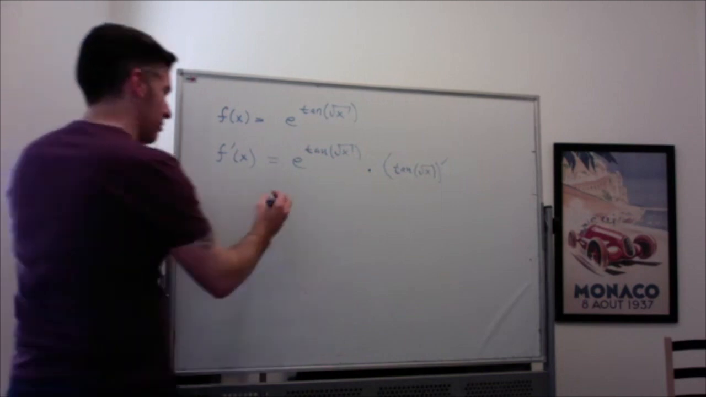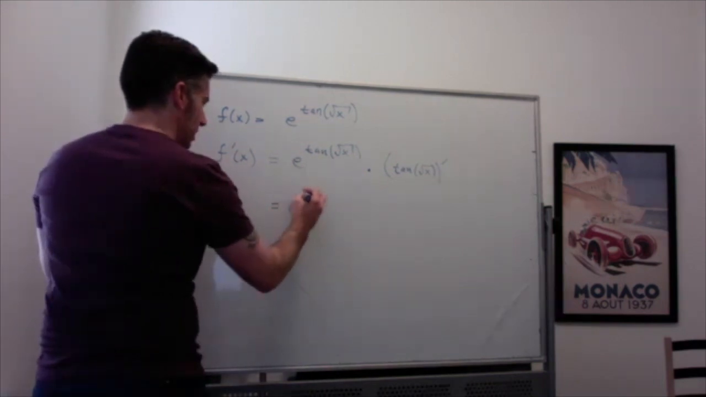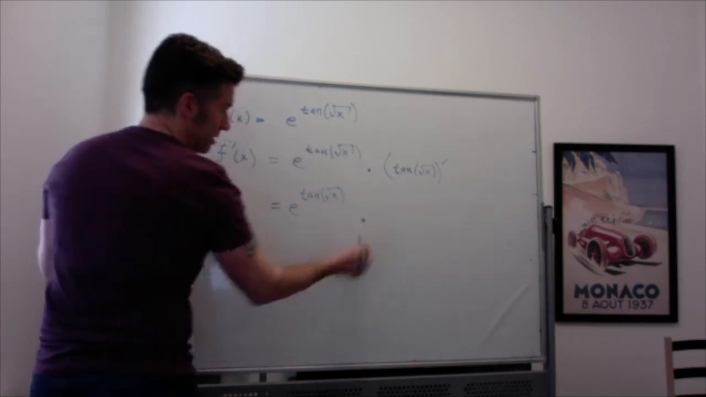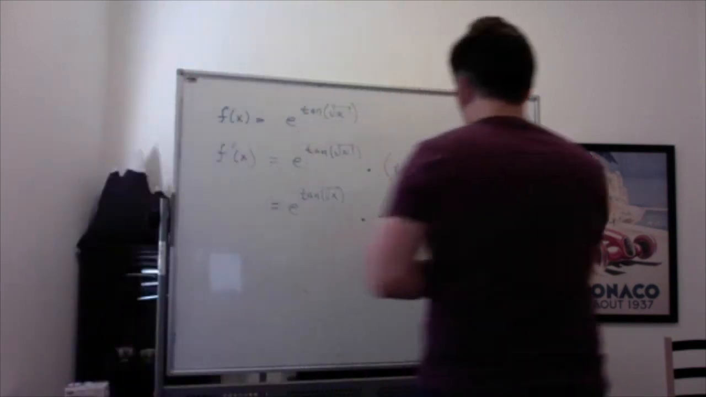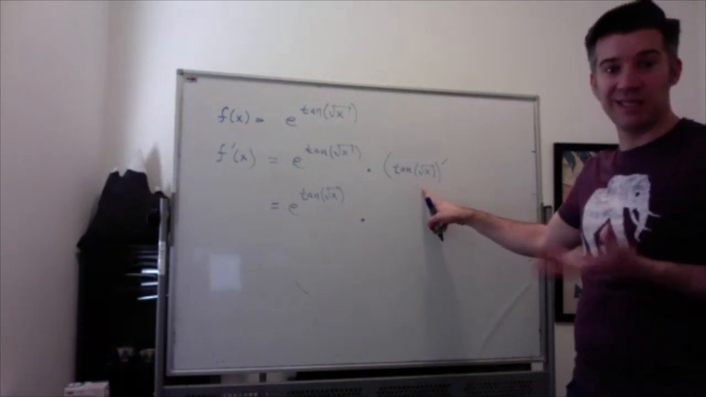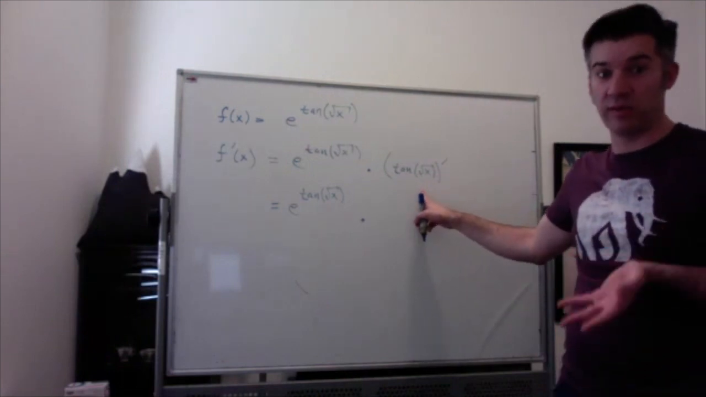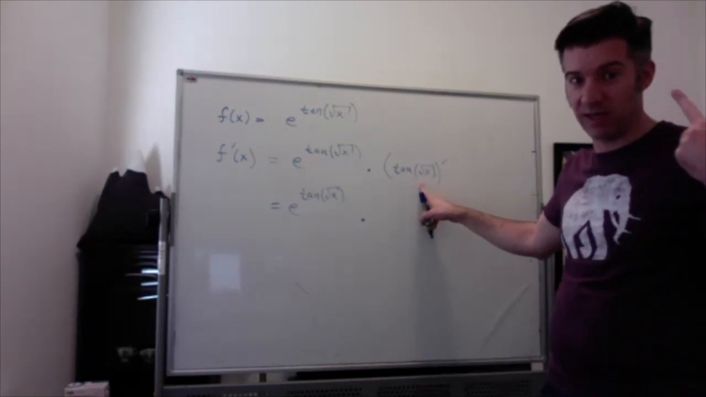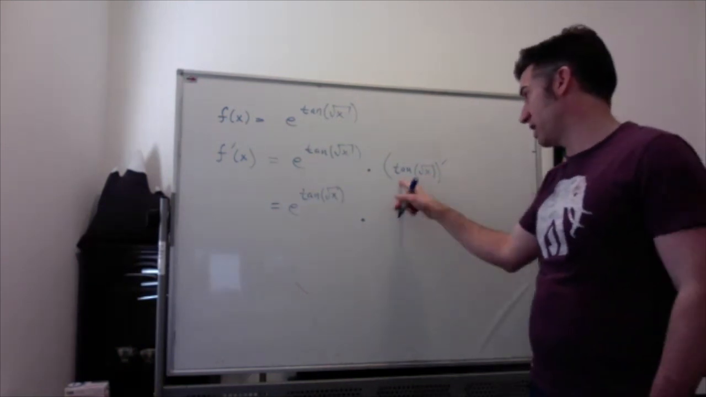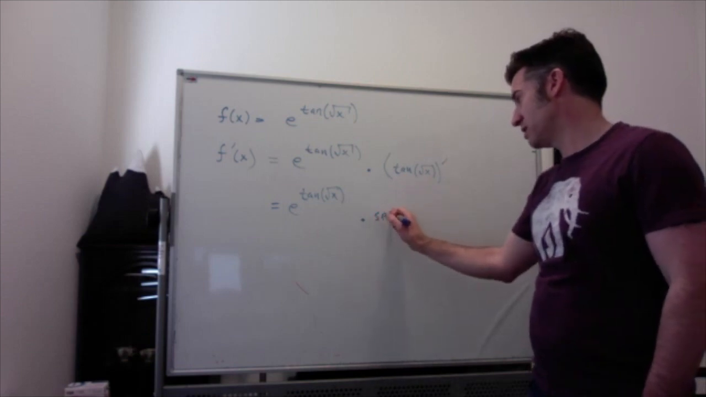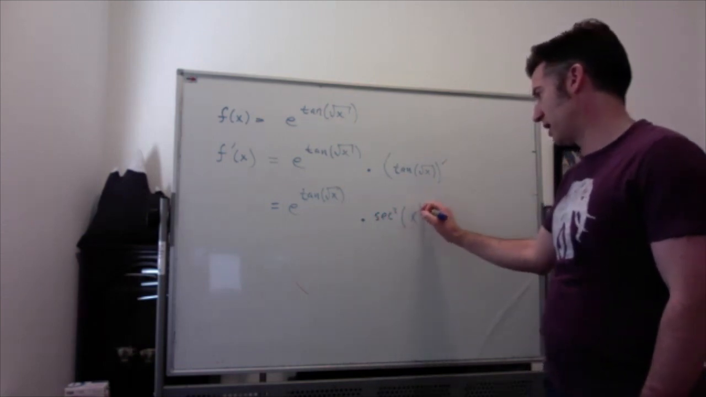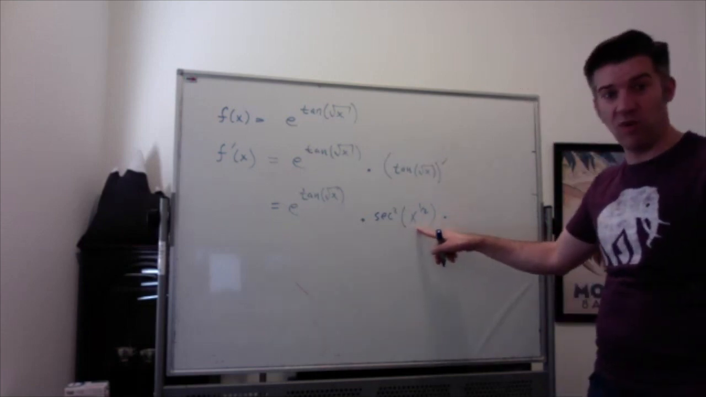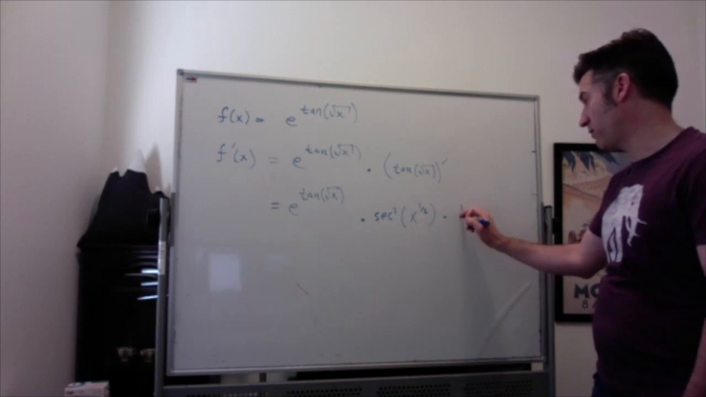So that's going to end up being e to the tangent of the square root of x times, all right, I know the derivative of tangent of something is secant squared of that thing times the derivative of that thing. So the tangent of, I'm going to say this is x to the 1/2 in my head so I can differentiate it more easily. The derivative of tangent of x to the 1/2 is secant squared of x to the 1/2 power times the derivative of that, which is 1/2 x to the negative 1/2.